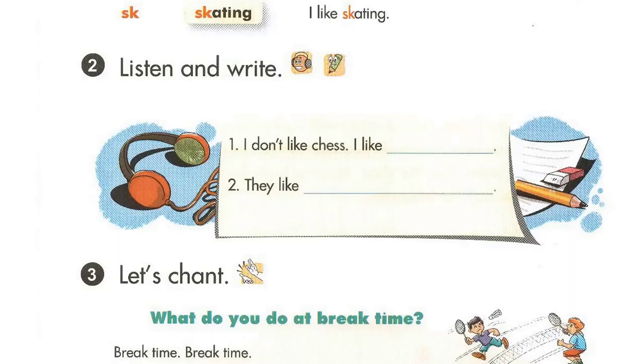Page 68. Lesson 3. Activity 2. Listen and write. 1. I don't like chess. I like blind man's bluff. 2. They like skating.